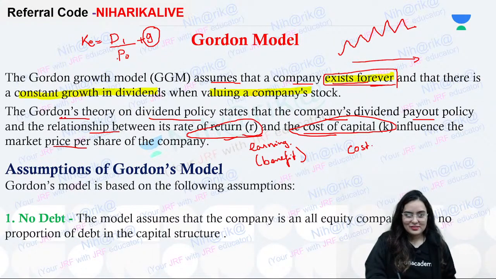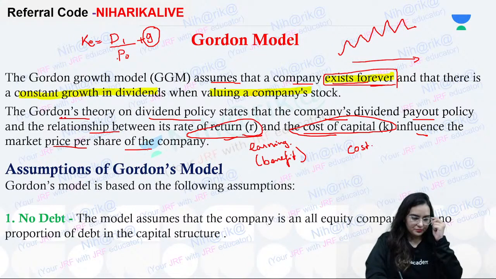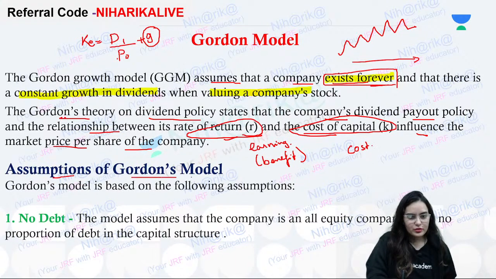Let's see, it influences the market price of the company. Now, let's see what the assumptions of the Gordon model are. The Gordon model is actually based upon the following assumptions. Which kind of assumptions are there?